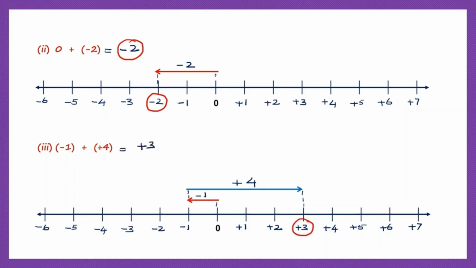So now can you look at the question, children? Now here we have one minus sign and one plus sign. So when signs are different, put the sign of the bigger number and subtract. 4 minus 1 is 3. So this is correct and we have done that on the number line also.